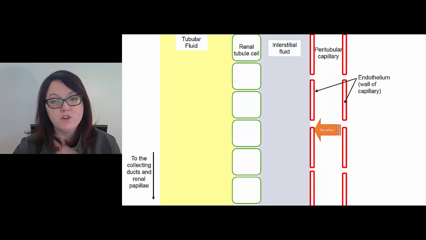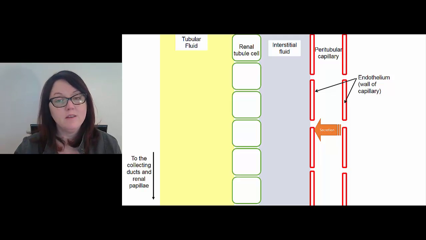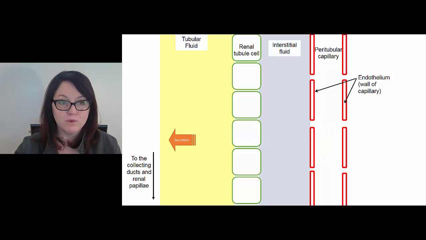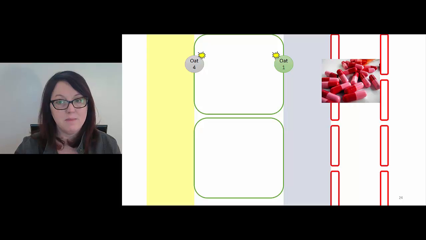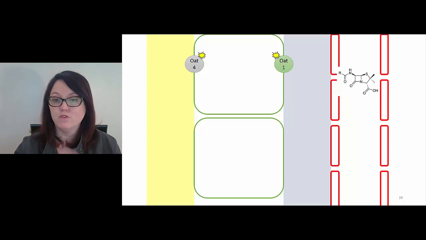So again, the process of secretion involves moving substances out of the peritubular blood into the extracellular fluid, into a renal tubule cell, out of the renal tubule cell, and then into the tubular fluid. Let's take a look at a specific example of secretion with penicillin, right? So penicillin is an antibiotic. This is what its chemical structure looks like, but we're just going to call it penicillin. Right? And we don't want penicillin to stay in the blood forever. Right? Penicillin is eventually cleared from the body through your kidneys.